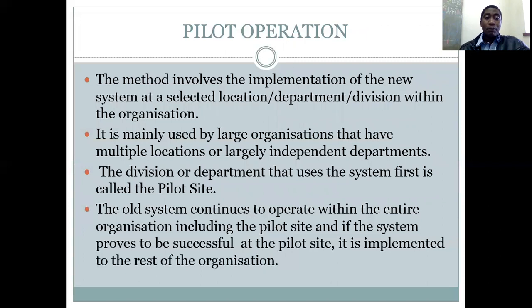Number 3, the pilot operation. The pilot operation mainly is whereby we identify a location, a department, or a division within the organization that we're going to call a pilot site, where we're going to test out our new system. But within this pilot site, we are going to decide whether we're going to do a cold turkey changeover or a parallel system. The major thing is we're going to use the pilot to cater for this.